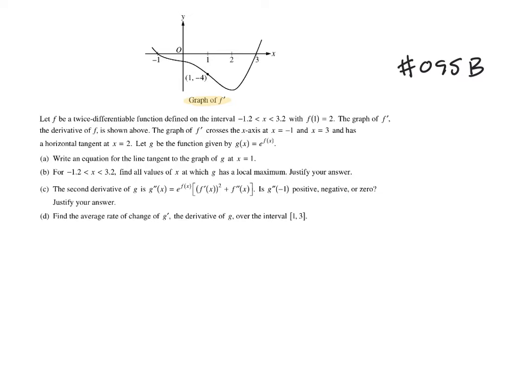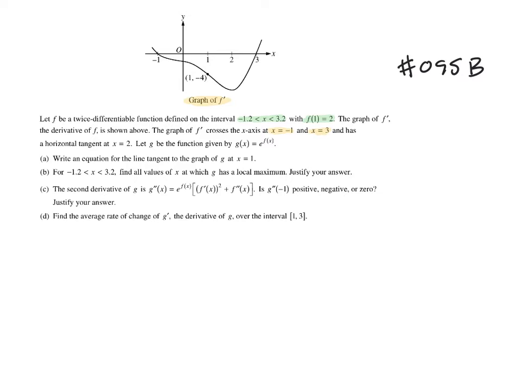And then we're told that f is a twice differentiable function defined on the interval from negative 1.2 to positive 3.2. That's an open interval. And we're told that f of 1 equals 2. The graph of f prime, which is the derivative of f, is shown. The graph crosses the x-axis at x equals negative 1 and x equals 3.